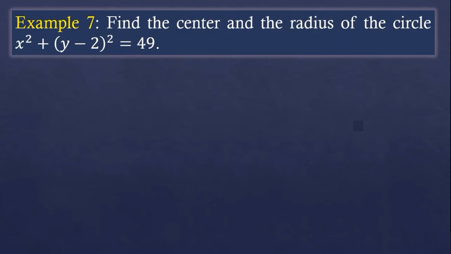Next, find the center and the radius of the circle. X squared plus y minus 2 squared is equal to 49. So this is not the origin. What is the center in example number 7? Anyone from the classroom who would like to try answer? Answering number 7.